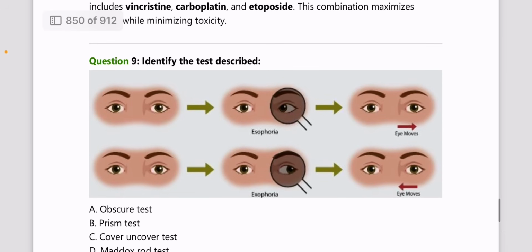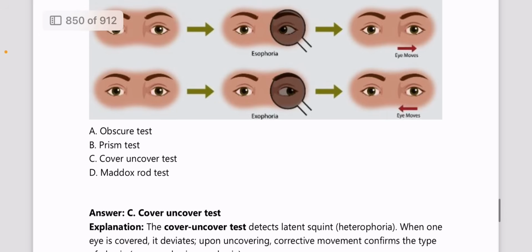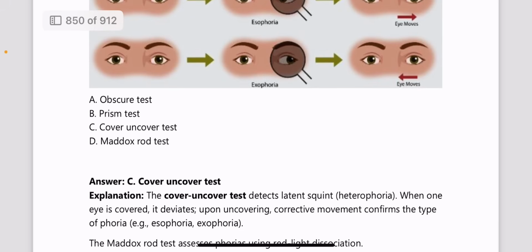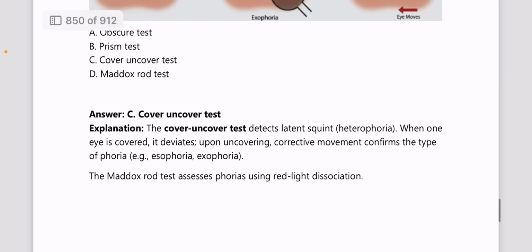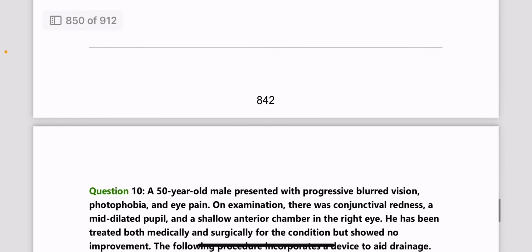Next, identify the test described. So this is an image-based question, and the answer here is cover-uncover test. It detects the latent squint, that is heterophoria. So when one eye is covered, it deviates, and upon uncovering, the corrective movement confirms the type of phoria, whether it is esophoria or exophoria. And the Maddox rod test assesses phorias using red light dissociation. So that is not the case here. This is a cover-uncover test.